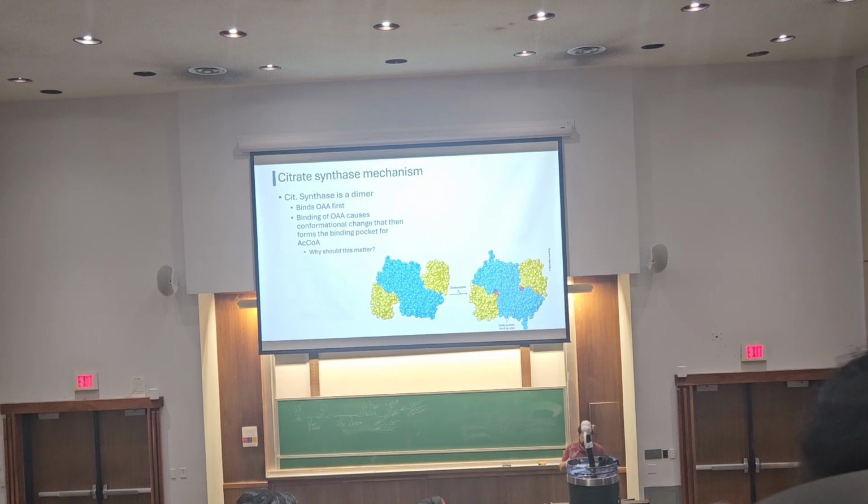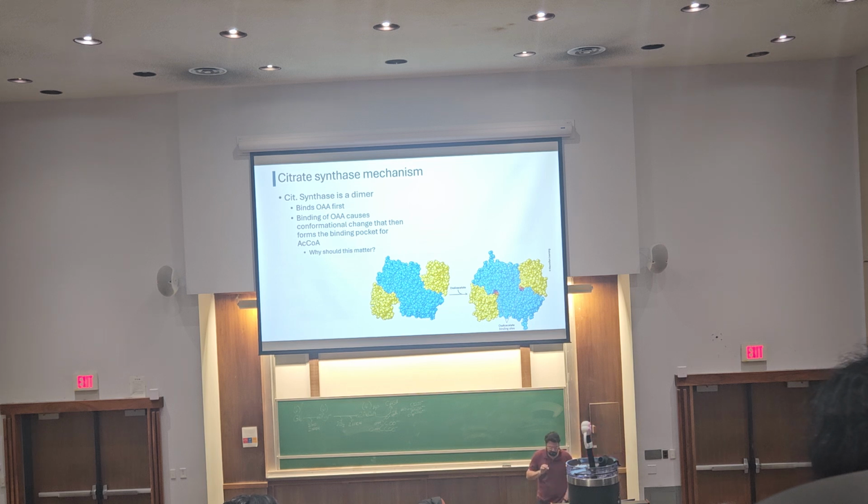It binds oxaloacetate first, right? When oxaloacetate binds, we see the conformation change. So you see we go from the left to the right. It's a significant conformational change. And when we get this conformational change, now we form the binding sites for acetyl-CoA, right? So acetyl-CoA cannot bind to citrate synthase until oxaloacetate binds.